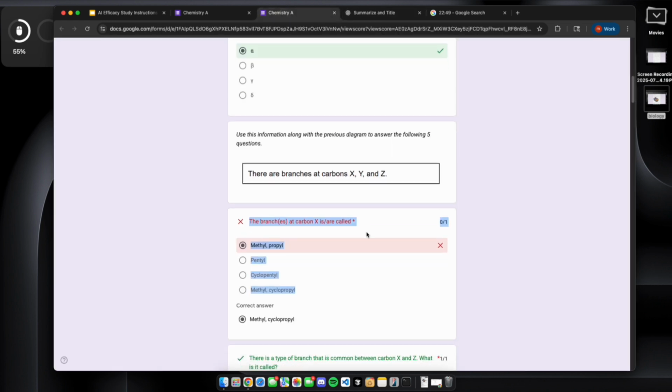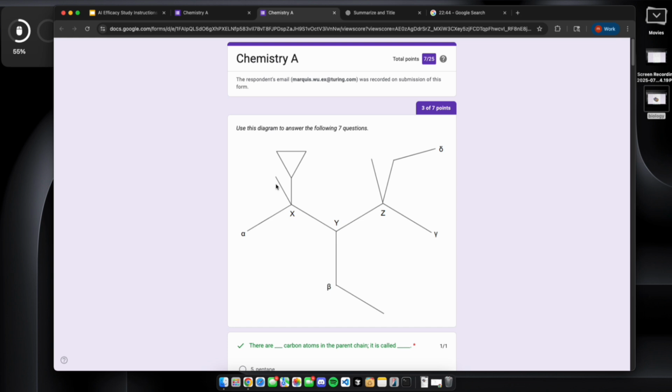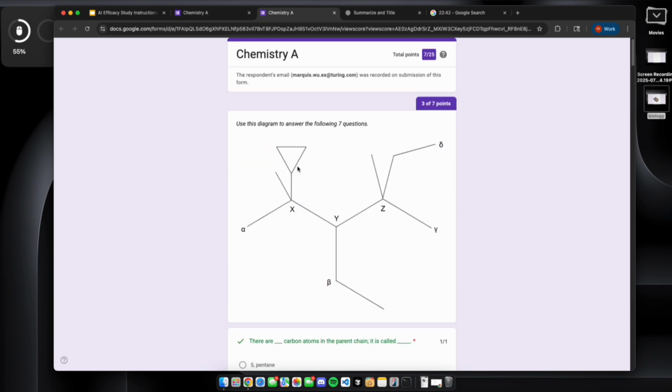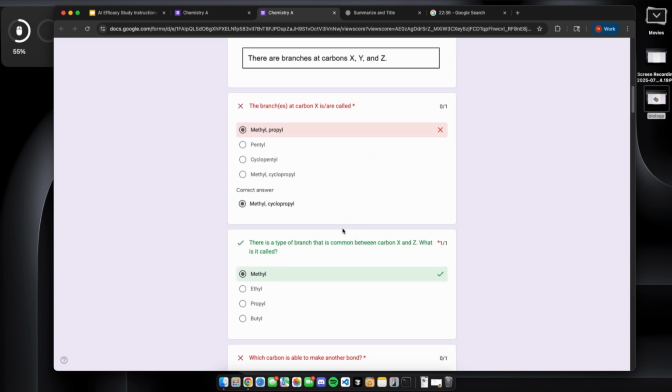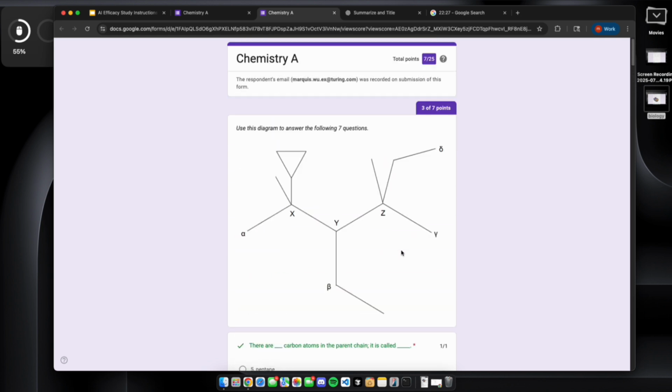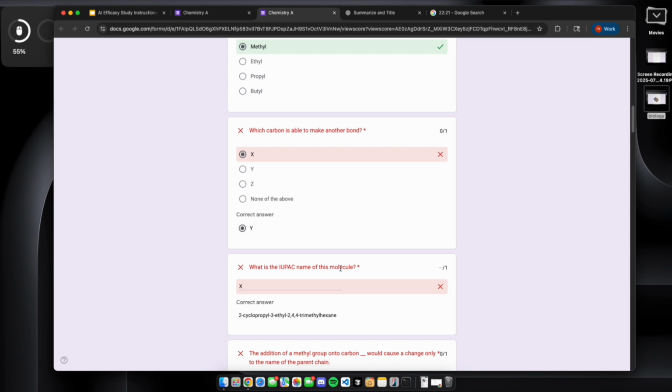Let's see. Okay. So that straight line here is methyl, and this was like a cyclopropyl. Okay. Carbon between X and Z. Okay, I see, this line right here was called a methyl.